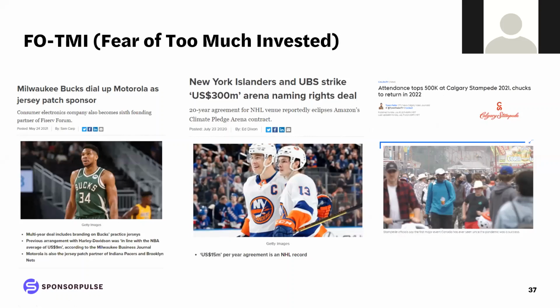All right. So now I've decided which properties I want to potentially invest in. Now I have to decide which is the right investment amount. And here's where it gets so tricky, because a lot of the deals that are public are typically big ticket item deals. The Bucks in their patch at $9 million, which after yesterday is probably going up. The Islanders with the $300 million arena naming rights. The Stampede, where we don't have a public amount, but that event just finished in a year that it was the first of two.